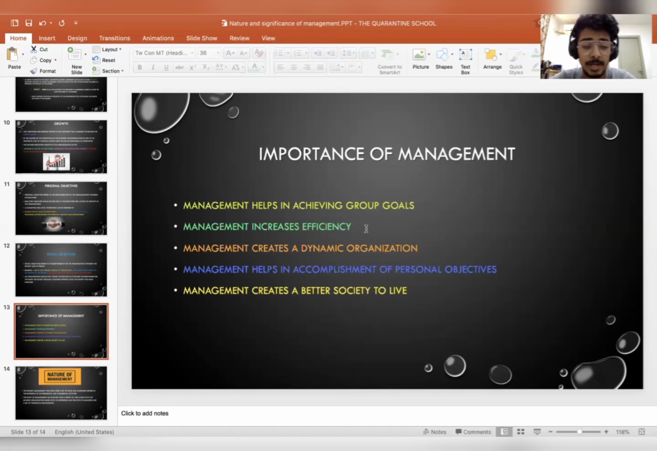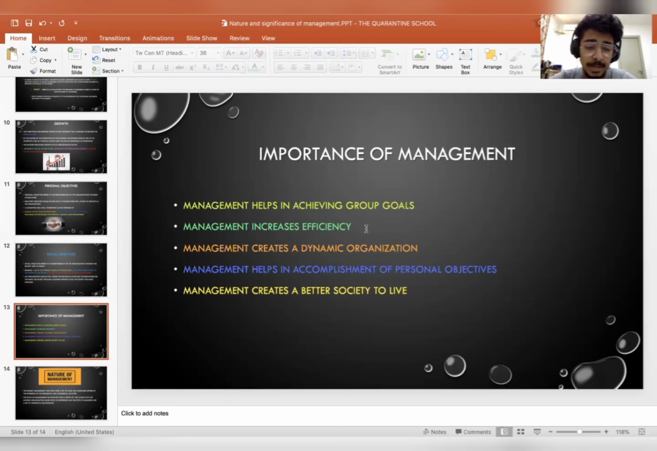Moving on to the third point, management creates a dynamic organization. This point was also discussed briefly in the earlier slides: a dynamic organization is one which takes care of the changing preferences of customers or any changes in the business environment, and hence adapts to the changes. So management trains its members to understand the needs of the customers, make demand analysis, and accordingly make modifications in their existing products.